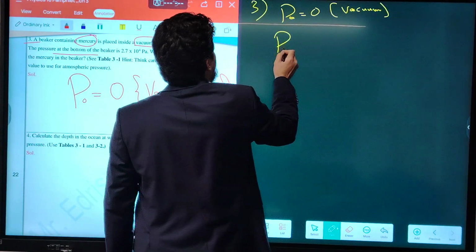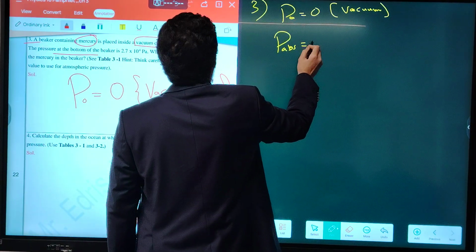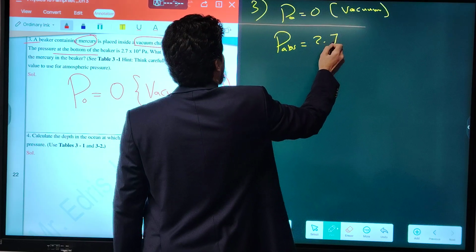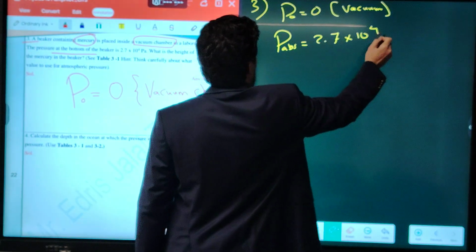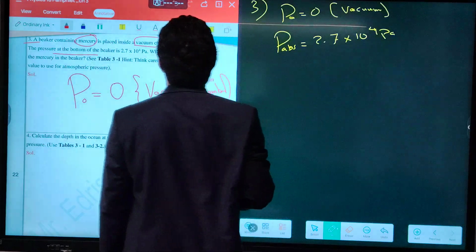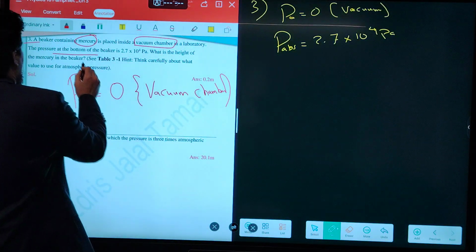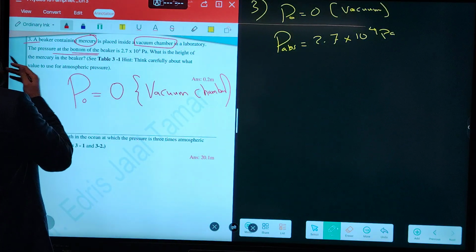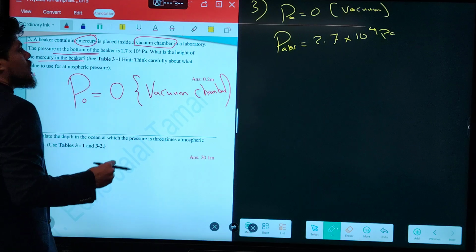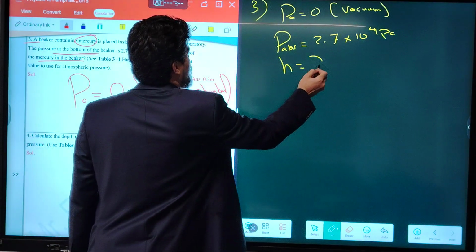Okay. And P absolute at the bottom of the container is equal to what? 2.7 times 10 power 4 Pascal. Okay, this is absolute pressure at the bottom of the container. What is the height of the mercury in the beaker? What is height? Height is unknown.